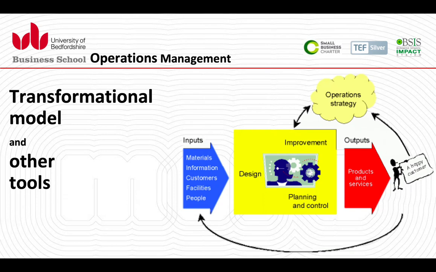So we design the product we have or the service we offer, and then we implement it through planning and control as our key important processes in place.